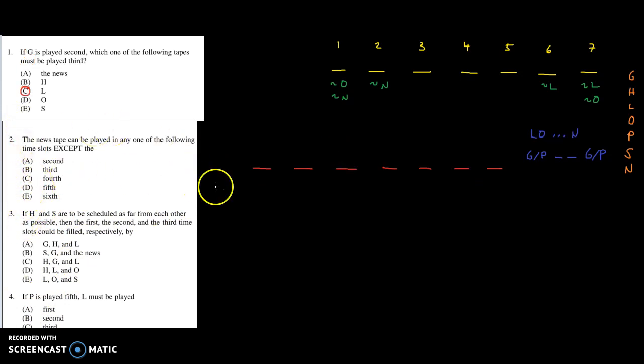Okay, we're back. I reset up the little thing here. Let's look at question number 2. The news tape can be played in any one of the following time slots, except which one? All right, where can we not place our news tape? Well, based on our master sketch, we identified 2 spaces where we definitely can't put the news. We cannot put it in space 1 or in space 2, because that would violate our master rule right here.